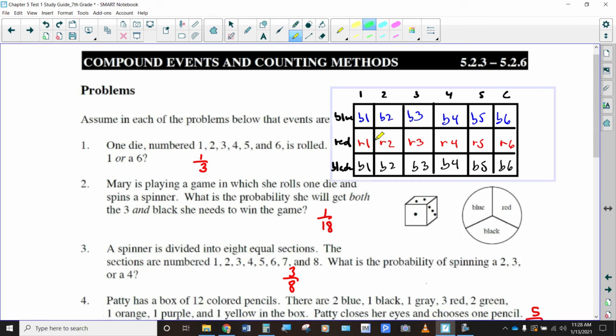And now, how many of these combinations involve both a 3 and a black? That's the only one right there. So 1 out of the 18, and that's why our compound probability is 1/18 for this situation.